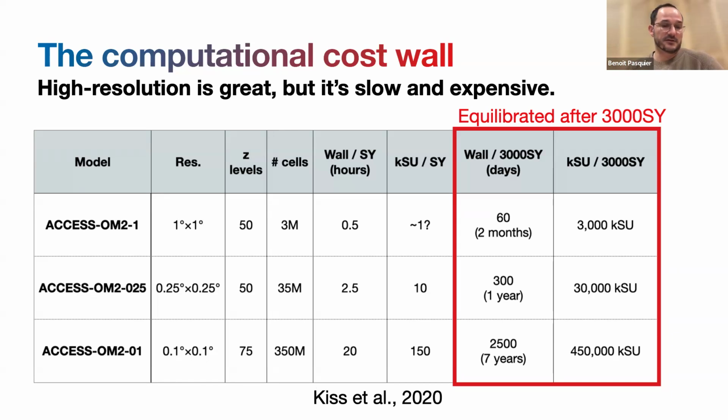So this is the currency of running models on Gadi if we wanted to run it to equilibrium. A typical timescale for that is 3,000 years. For ACCESS-OM2-1, the coarser version, it would take about 60 days, which is about 2 months. For ACCESS-OM2-01, the high resolution version, it would take about 7 years.